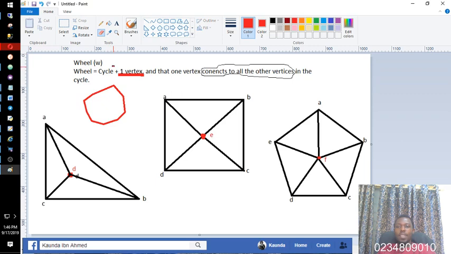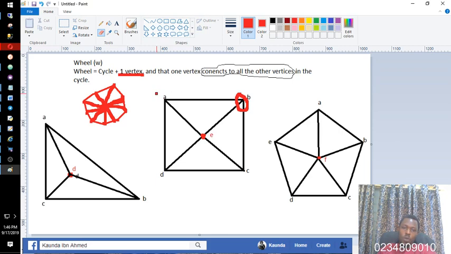Let's say here is a point, here is a point, here is a point, here is a point, here is a point, here is a point, here is a point, and then here is a point. This is the circle, because each point has 2 degrees. If I introduce a point here, all these ones will connect to it. It doesn't matter the number of the points. Remember it was a circle. It's very important. Meaning each has a degree of 2.